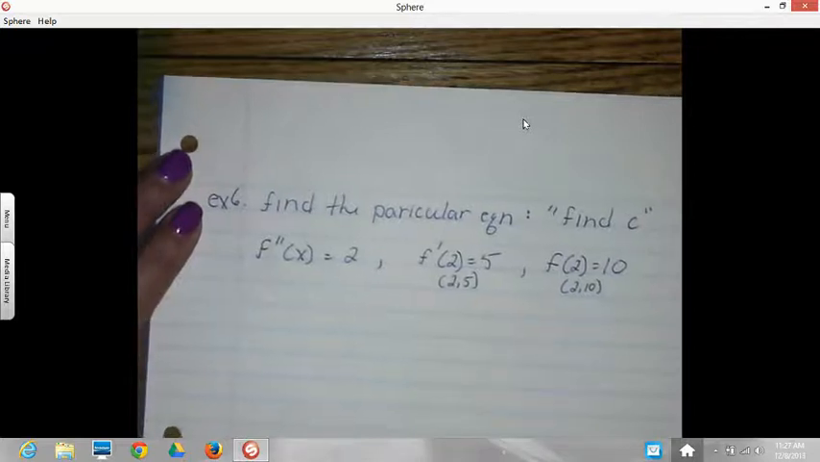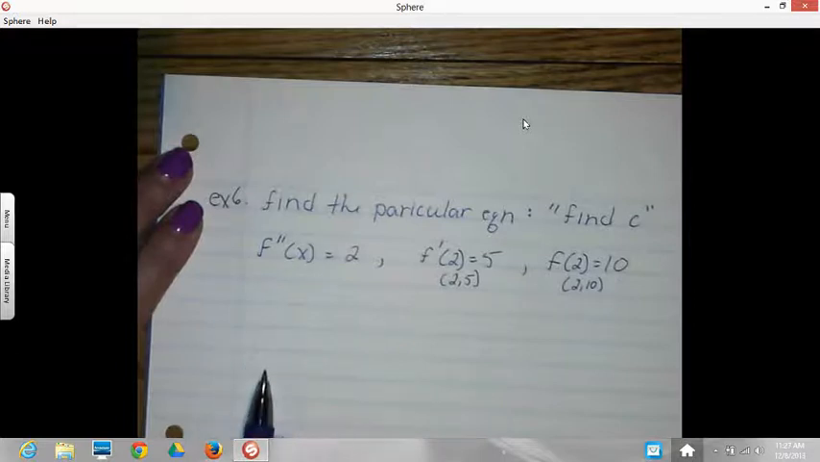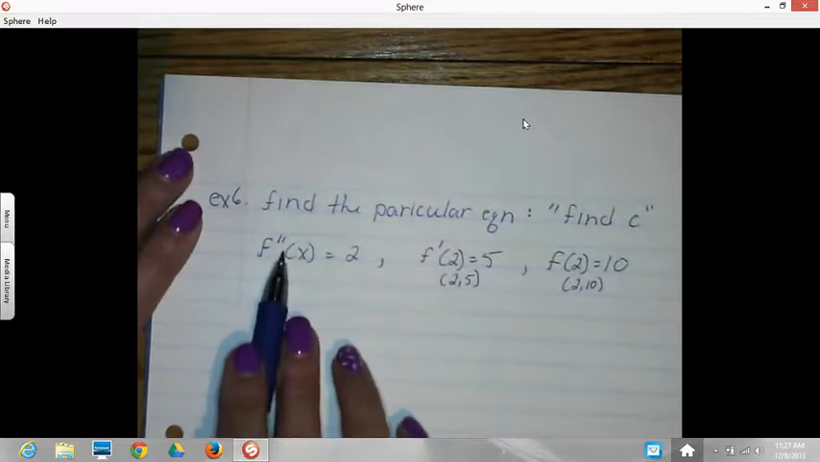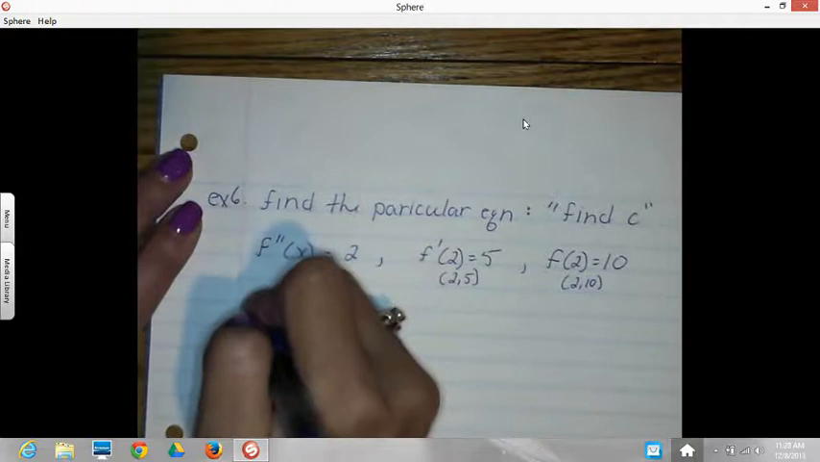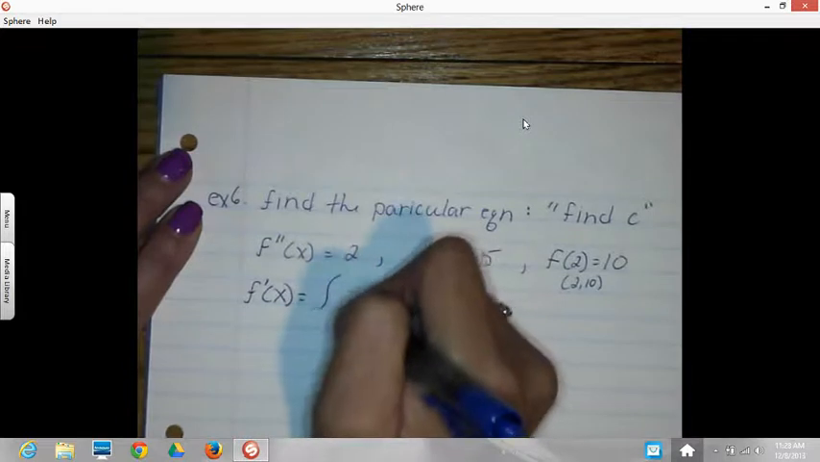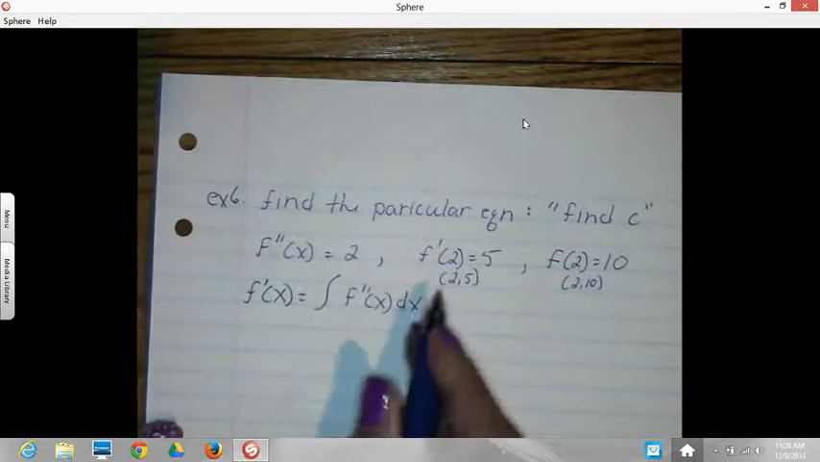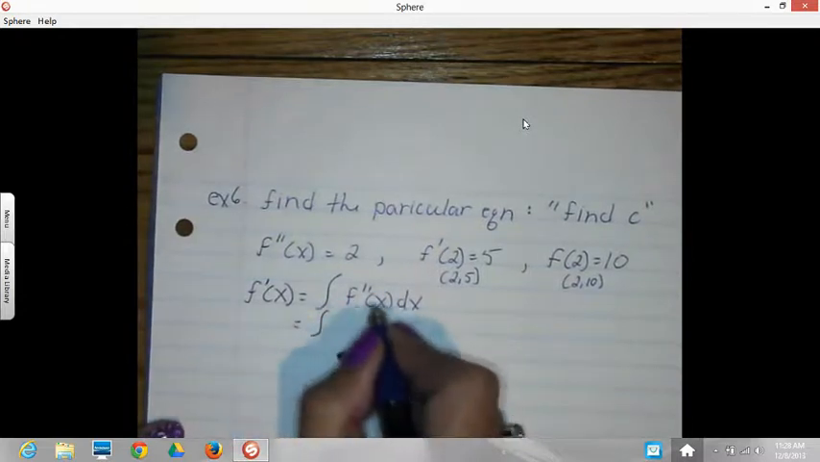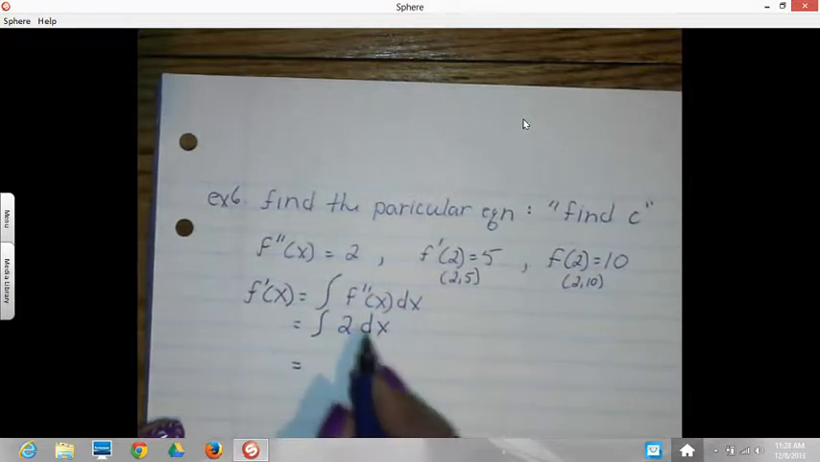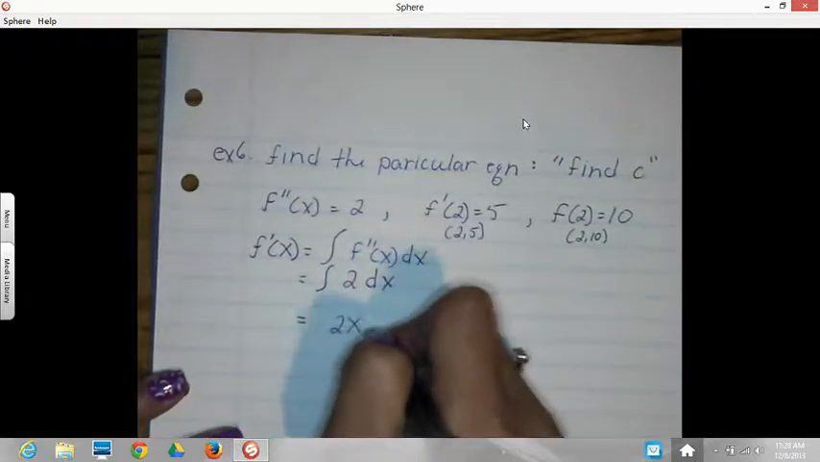So I need to work my way backwards from the second derivative back to the original function. So what I need to do is do the antiderivative of this. Once I do the antiderivative of this, I'll be at f prime of x. So f prime of x is going to be the antiderivative of the second derivative. So we'll do this first. Okay, the second derivative equation is a constant too. Now doing the antiderivative or integrating, this integrates to 2x plus c.